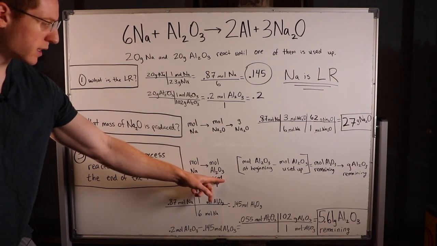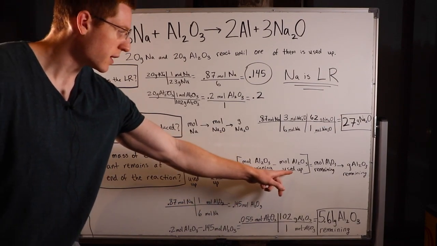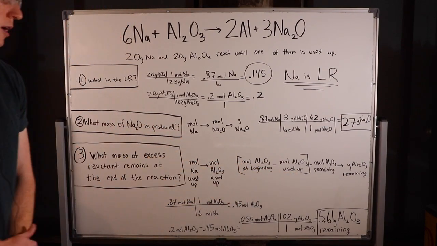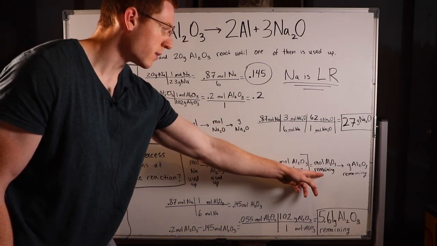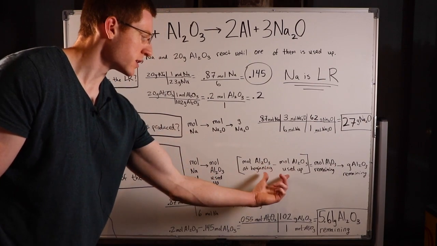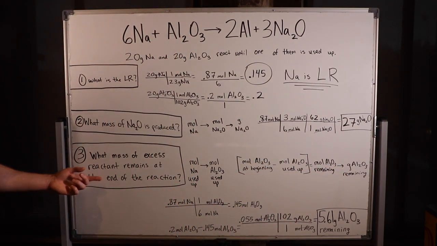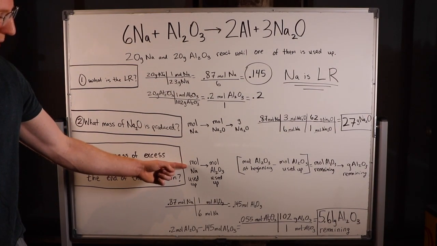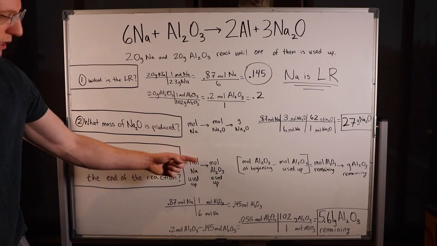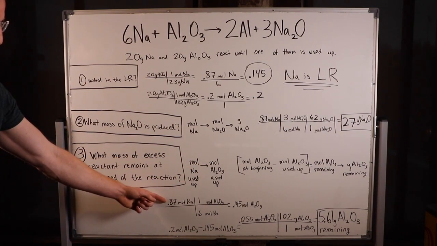Then this will allow us to take the moles of aluminum oxide used up and subtract it from the moles of aluminum oxide that we had in the beginning. And then once we know how many moles of aluminum oxide we had remaining from this subtraction, we can simply change that to grams since they asked for mass. So again, the first thing I'll do is change moles of sodium used up and convert that into moles of aluminum oxide used up. So we'll start with the information we have.